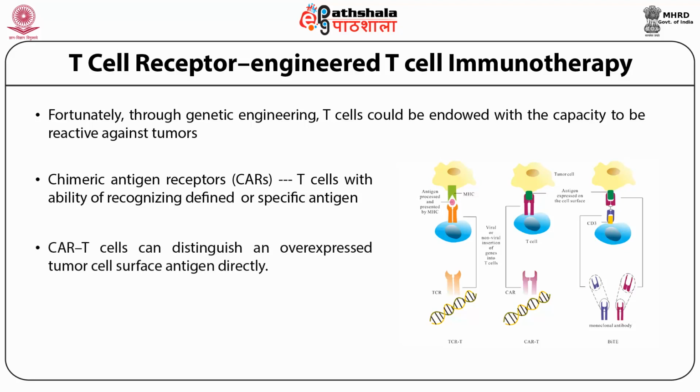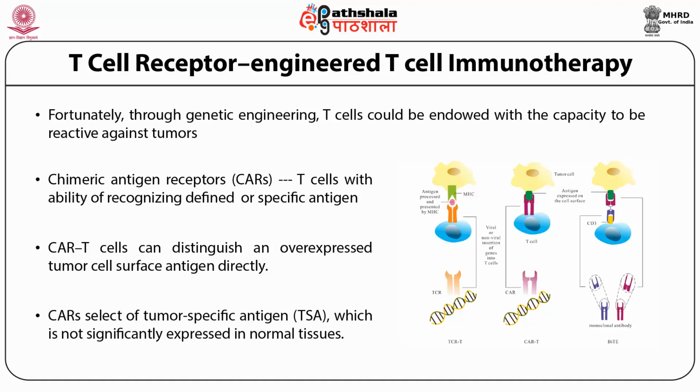CAR T cells can directly distinguish and target overexpressed tumor cell surface antigens. Another benefit of CARs is that they select tumor-specific antigens which are not significantly expressed in the normal tissues. So they are only going to lyse the tumor mass which is associated with the tumor-specific antigen or tumor-associated antigen, and they are not going to lyse the normal tissue cells. So CAR T cells are also one of the good cellular therapies. However, all these cellular therapies are under supervision in clinical trials.